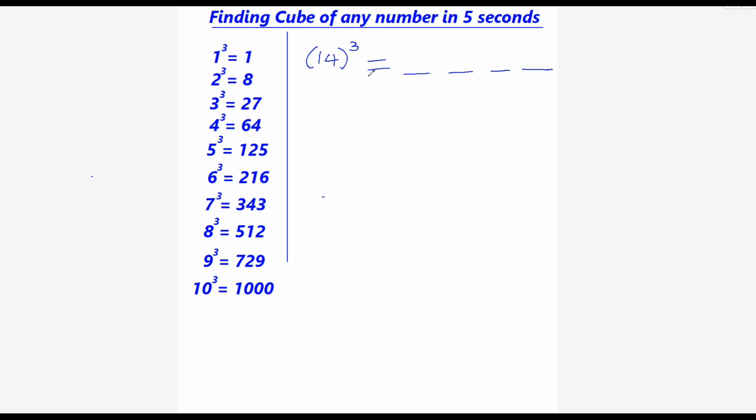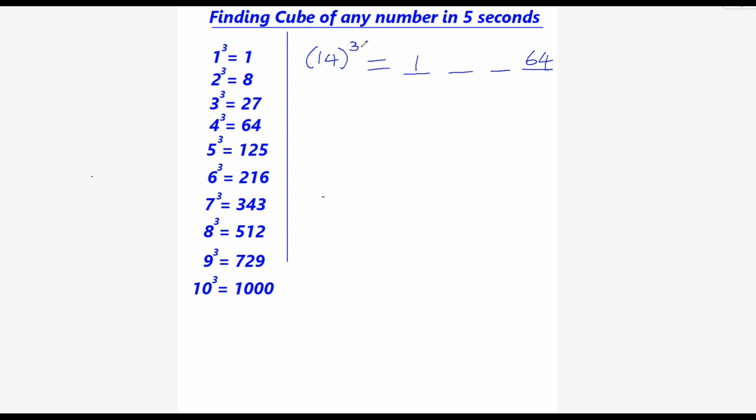I'm going to explain this shortcut with few questions. Let's do the first one, 14 cubed. So we are going to split the answer into 4 parts. First part will be cube of the first digit, which is 1 in this case, 1 cubed, which is 1. Now last part will be cube of the second digit, 4 cubed. 4 cubed is 64.